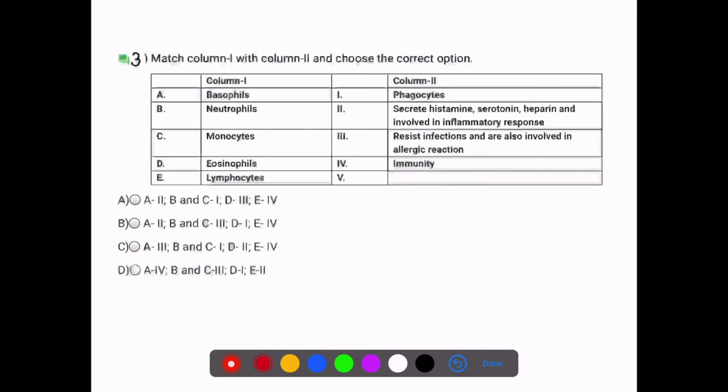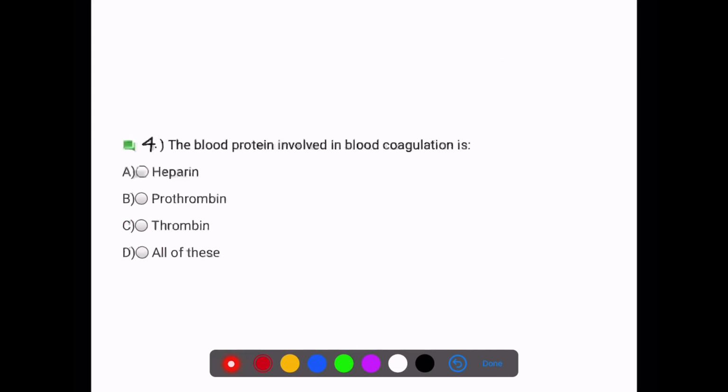The next question, which you have to answer, is to match the column with the correct option. Basophils, neutrophils, monocytes, eosinophils, and lymphocytes are given. According to the given option, you have to mark your best answer here. Next is the blood protein involved in blood coagulation. We have discussed very important proteins in blood plasma, so you know the correct answer. The options are very close, but you know what the answer should be.